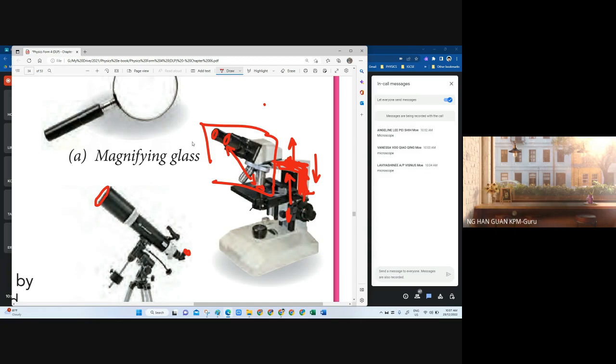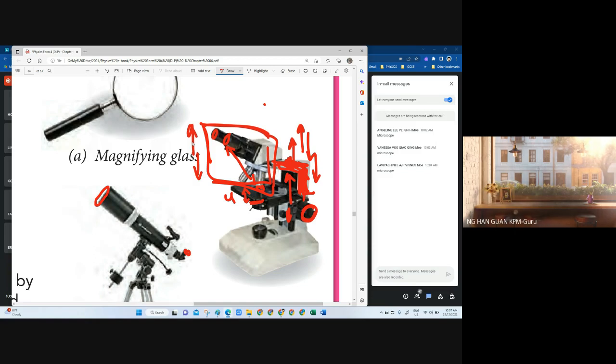by turning on this one. You only adjust it up or down, so you move the whole part here up or down. Because of what? You are changing the object distance. The object is on the platform here. You are changing the object distance so that you can see a clearer image. You need to change the object distance so that the image formed on your retina will be clear.